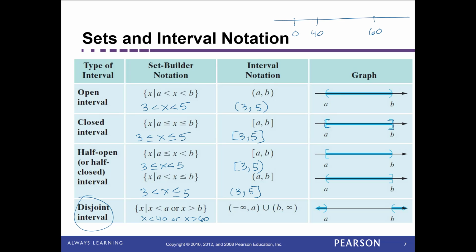Here's what's going to look like on my number line, very similar to what it looked like before. If I'm putting this in interval notation, I'm going to have open parenthesis, minus infinity, comma 40, all the values from minus infinity all the way up to but not including 40. Or, and that's what this fancy symbol right here means, or any value above 60.